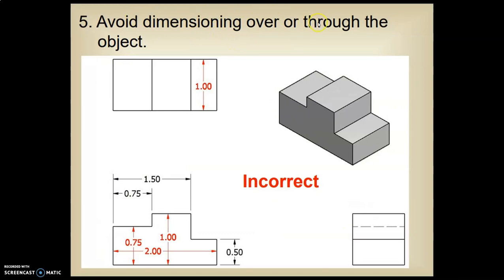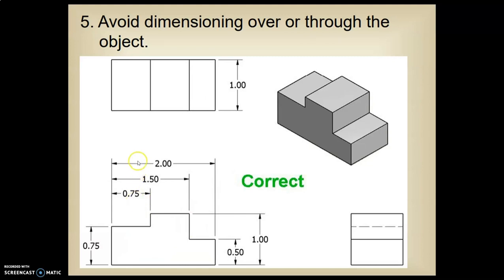Avoid dimensioning over or through an object, so we would not put the dimensions inside the object here. Again, unless absolutely necessary, we would not put them there. We would put them outside the object like this. Always start with the smaller one and go up so that they don't cross each other.